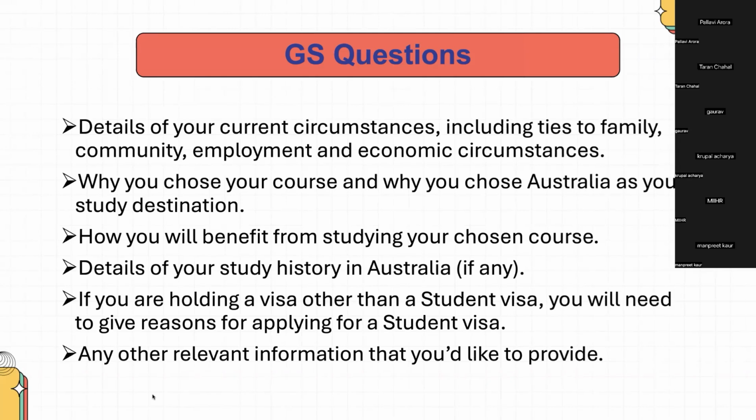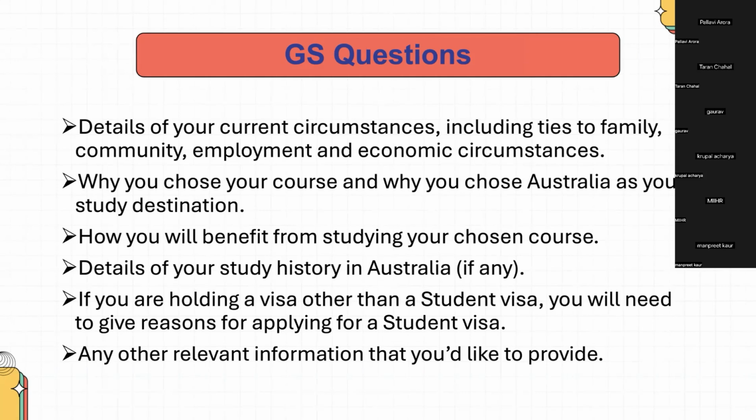Similarly, in this scenario as well, let's say someone is in Australia on a different visa, which is masters, and then they want to downgrade to a diploma course. So in this case, also they will check what is your study history in Australia. This will also help them to assess your visa application. So if you are holding any other visa, apart from the student visa, you need to give the reasons why you're applying for a student visa.